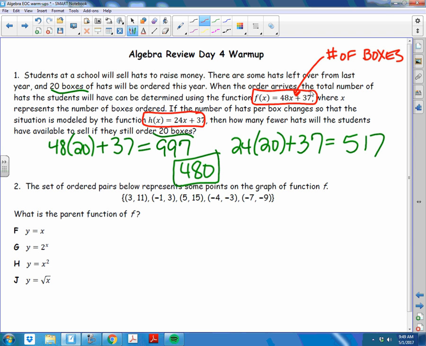Now, when you look at this, you have basically linear and quadratic represented, right? You have linear and quadratic. So how do you tell the difference in ordered pairs between linear and quadratic? And I'll accept 2 answers. Someone tell me how. Yes, ma'am.